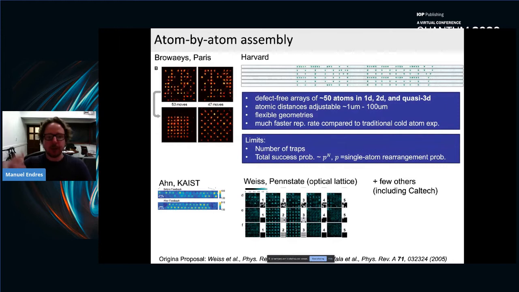And also sometimes when people quote numbers for defect-free arrays, you should always ask, what is your total success probability? Because in principle, you can go to quite high numbers, but at very low success probability. It means you have to repeat the rearrangement more often to actually get something defect-free.